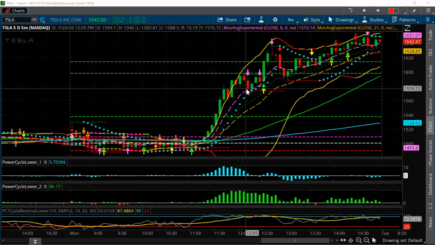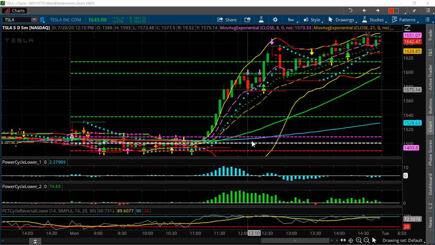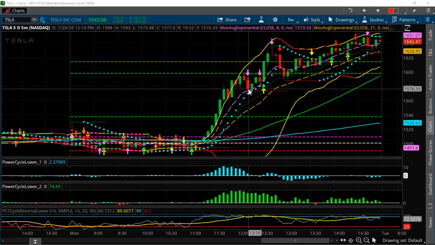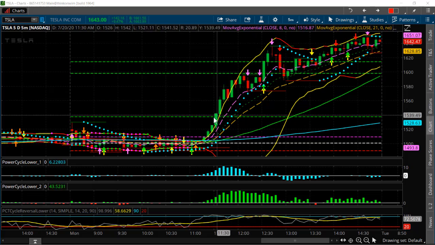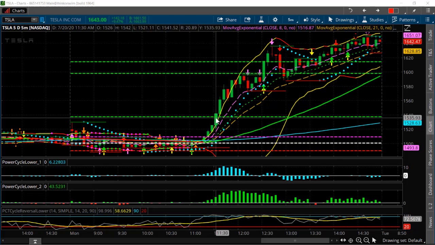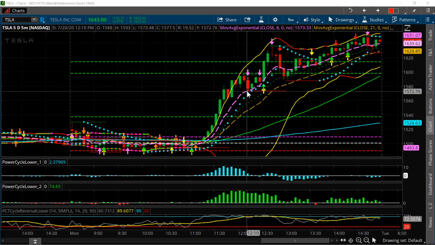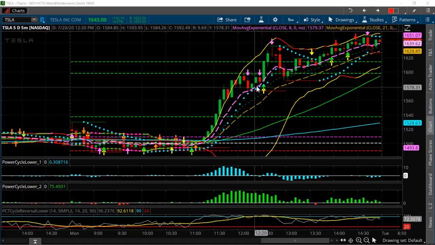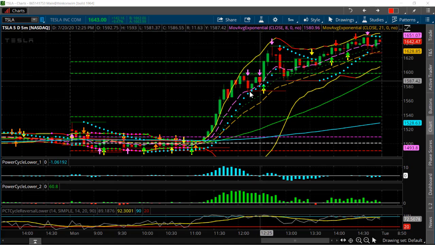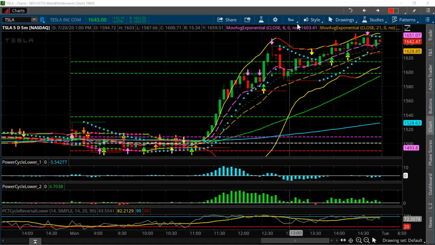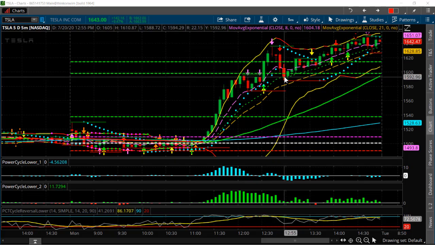So right here, you would have probably gotten out right here. You can see it's starting to go negative. So you could have gotten out there at 1576. So you would have been in here on that break of that prior high at 1535 and ridden it all the way up, and probably you could have closed it out here at that 1572, or possibly held a little bit longer as it still held that 8 EMA on the 5-minute and continued higher, and then broke below and closed below it right here at 1592.